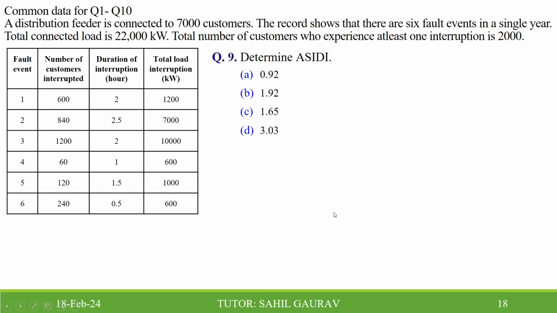Now, the next problem is that you have to find this ASIDI, that is the average system interruption duration index. ASIDI is the ratio of total energy not supplied, ENS, to the total connected load, LT. So the average system interruption duration index is the ratio of total energy not supplied to the total connected load. Total energy not supplied is sigma L average I into Ri, divided by the total connected load.